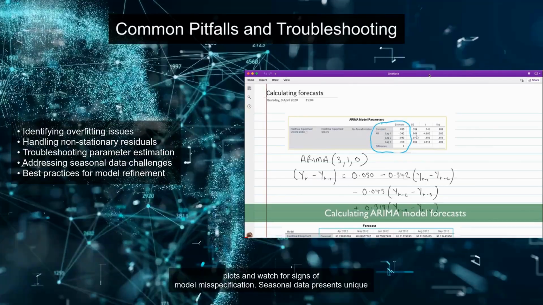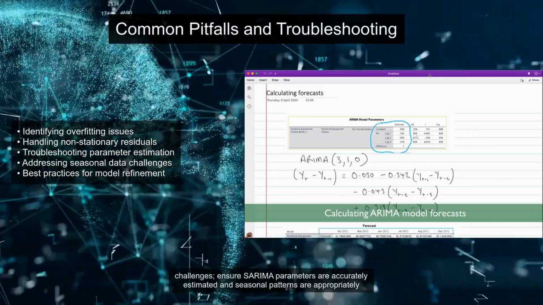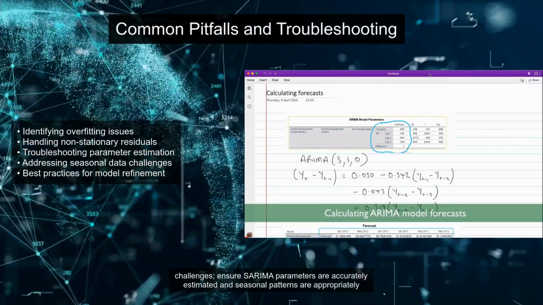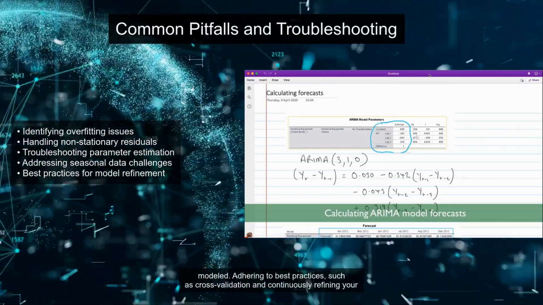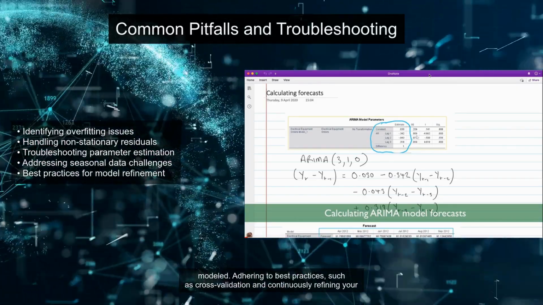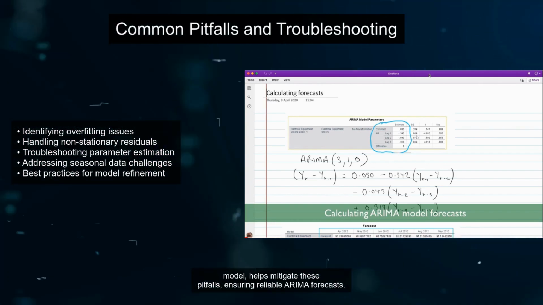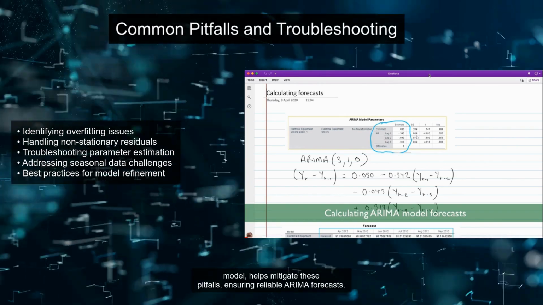Seasonal data presents unique challenges. Ensure ARIMA parameters are accurately estimated and seasonal patterns are appropriately modeled. Adhering to best practices, such as cross-validation and continuously refining your model, helps mitigate these pitfalls, ensuring reliable ARIMA forecasts.